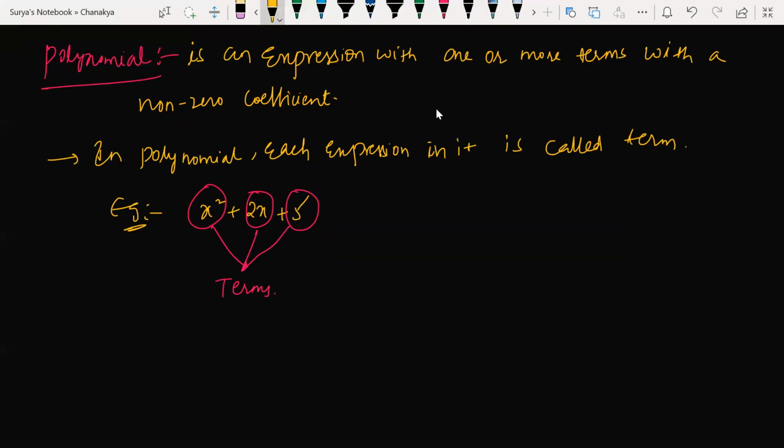Very simple, beta. Now look at this. If I take one more example, x square, or 2x. What is 2 here? Coefficient of x.